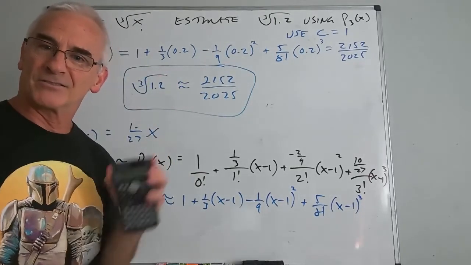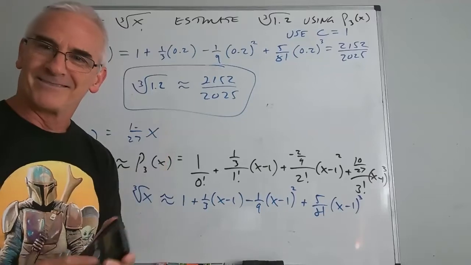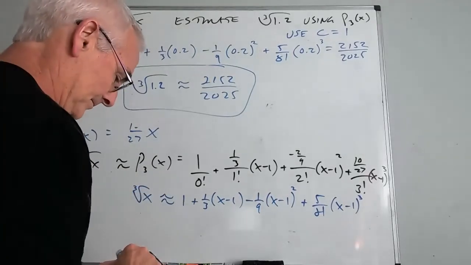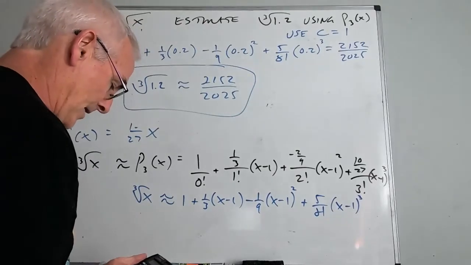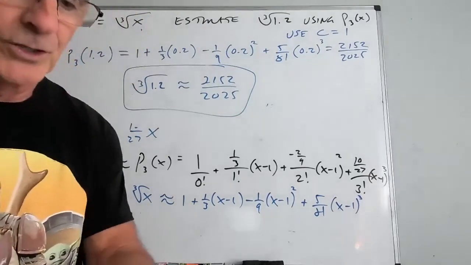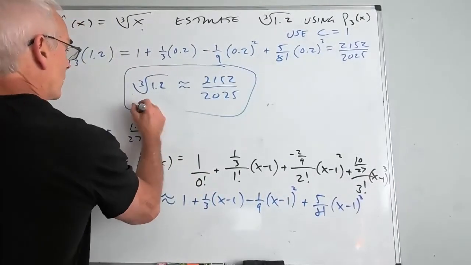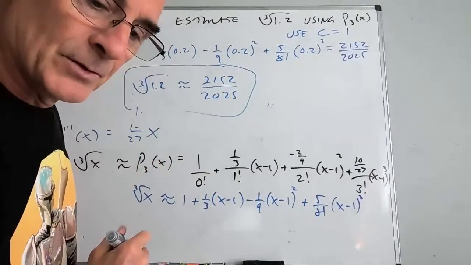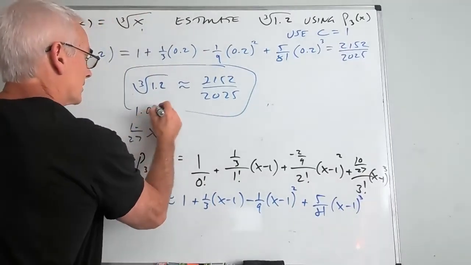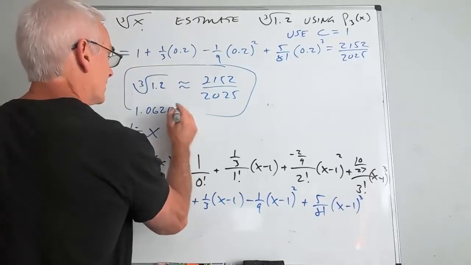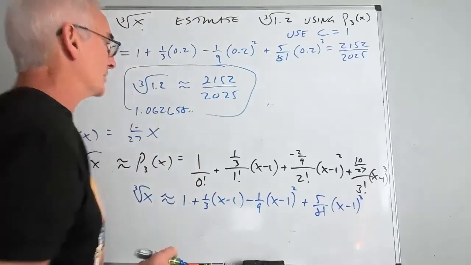Can I use this thing, maybe? Let's calculate the cube root of 1.2. I think you all were thinking that. The cube root of 1.2 is approximately 1.0626, I'll throw a few decimals, 58, dot, dot, dot.